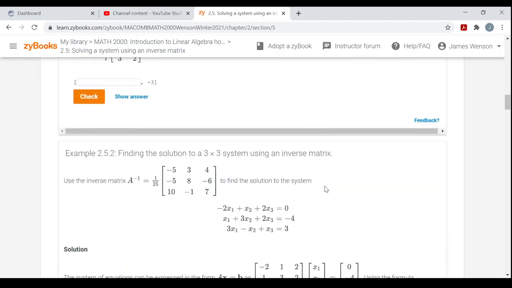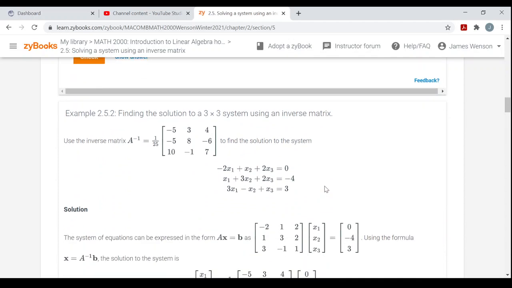All right, and this is no different. Now remember, you should be able to find inverses yourself.